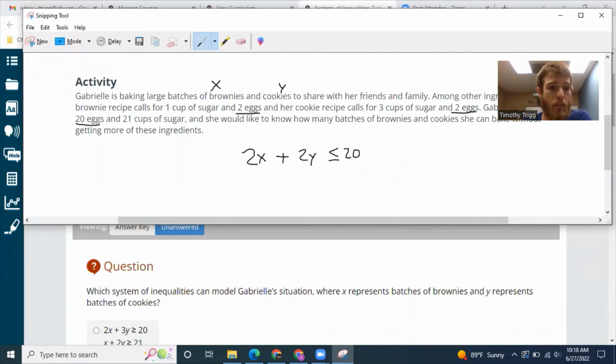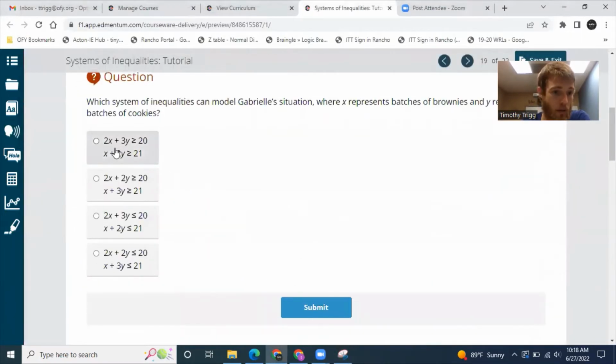Now let's focus on the sugar. For the sugar, I'm going to do the second equation in a different color. For the brownies, it takes 1 cup of sugar, so 1x: 1 cup of sugar times the number of brownie recipes, plus, for the cookies, 3 cups of sugar times the number of cookie batches. And she has 21 cups of sugar, so she could use less than or equal to 21 cups. So this is your system of inequalities here.